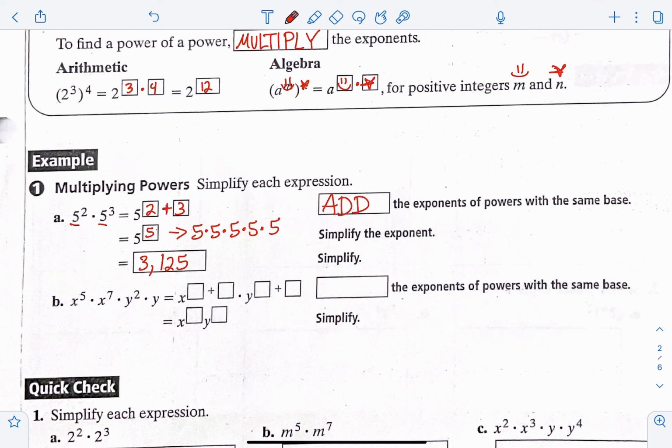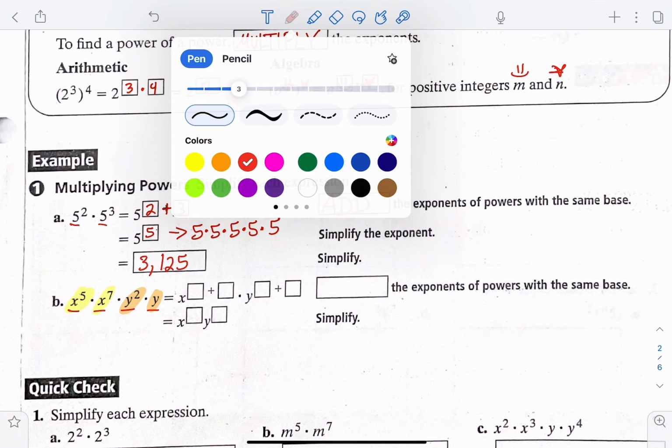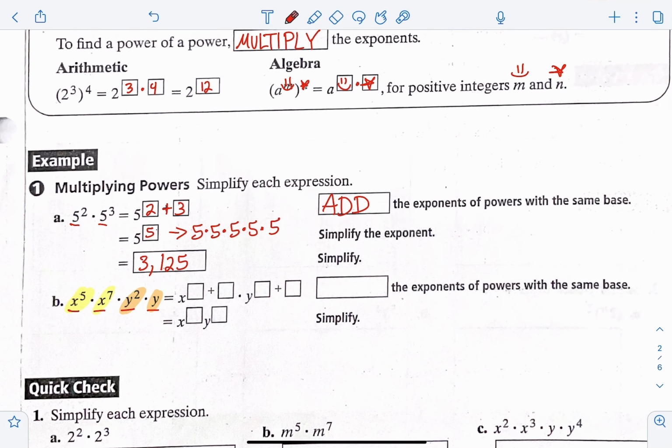Okay, for this next one, we have x to the 5 times x to the 7 times y to the 2 times y. So we have x's that are the same base, and then we have y's that are the same base. So we're going to have a set where we do the x's and we combine their exponents, and then the y where we combine their exponents. So since it's x to the 5 times x to the 7, we have x to the 5 plus 7. Okay, because we're adding those exponents.